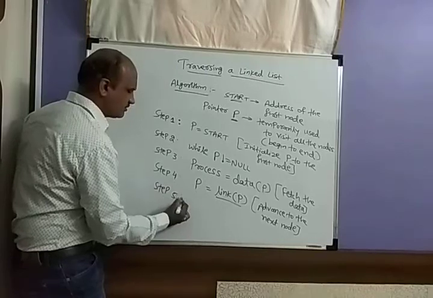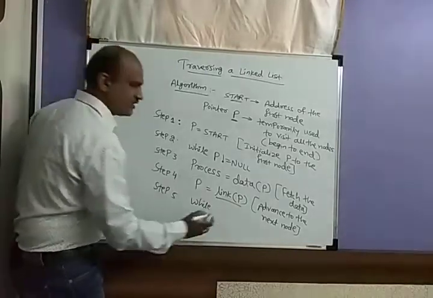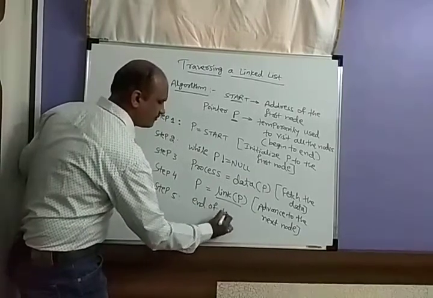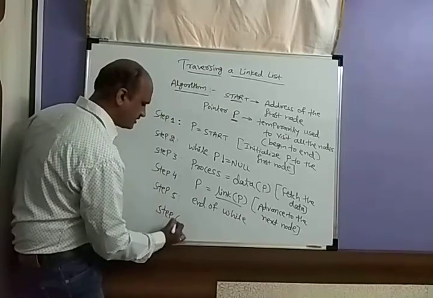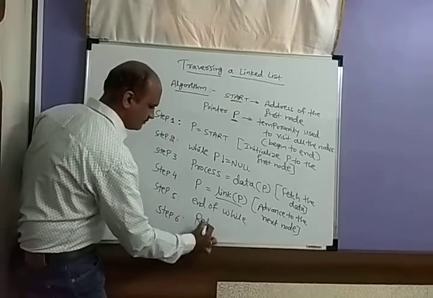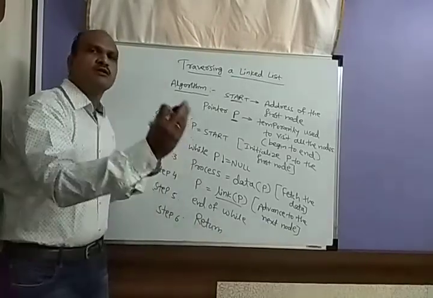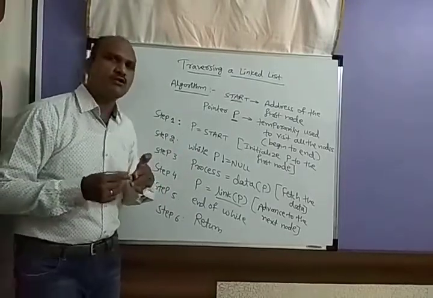At the last it will be end of while. Then what will happen? The last step, that is step 6, will be return. This will be followed until all the nodes have been visited. Okay, this is a simple algorithm for traversing.